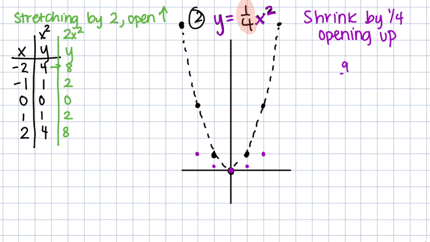1/4 of 9, well, that's 9/4, which is 2 1/4. So I go 2 1/4. And now you can see that this is going to be so much shorter. We can go ahead and do 4. 4 squared would be 16. And 1/4 of 16 is 4. So that would be our next point. Okay.